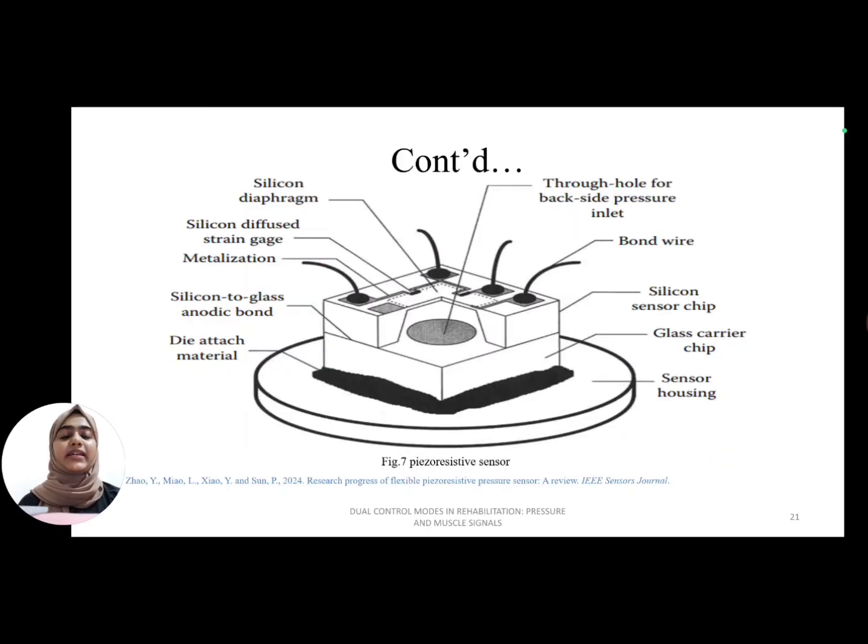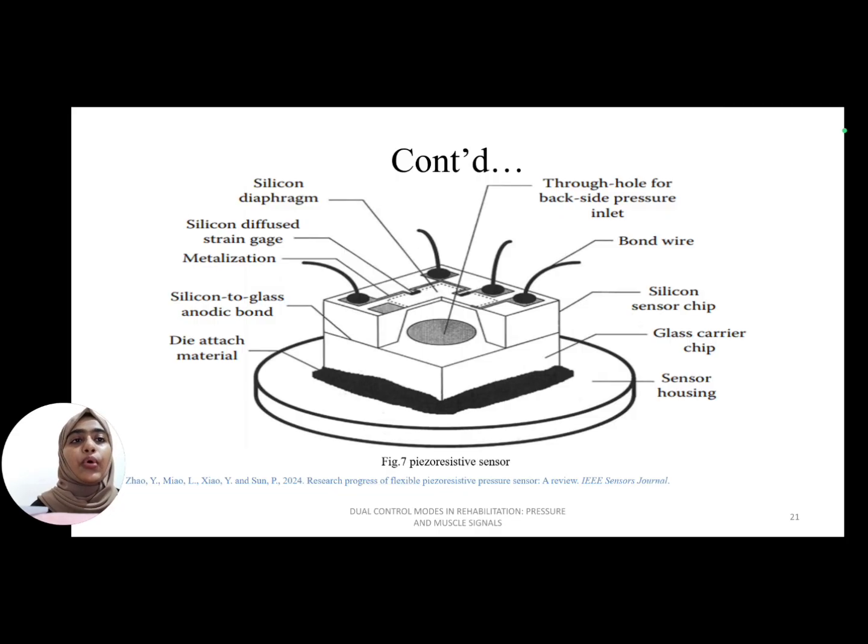So this is the basic construction of a piezoresistive sensor. It has several parts. The first one is the silicon diaphragm. It senses the pressure change. Next is the silicon diffused strain gauge. It converts the applied strain into proportional electrical changes. Next is metallization. It provides electrical connections. Next is the silicon to glass anodic bond. It connects the silicon to the glass chip. Next is the die attach material. It helps in attaching the entire assembly.